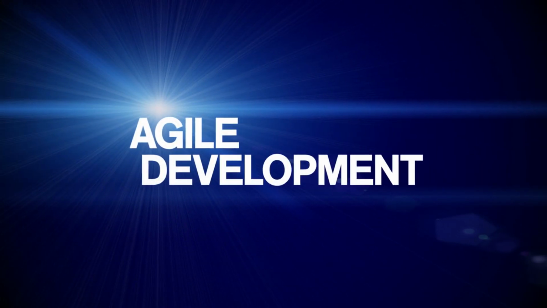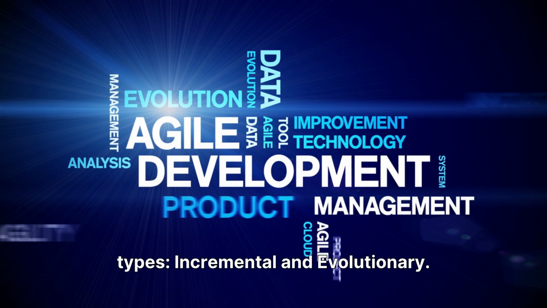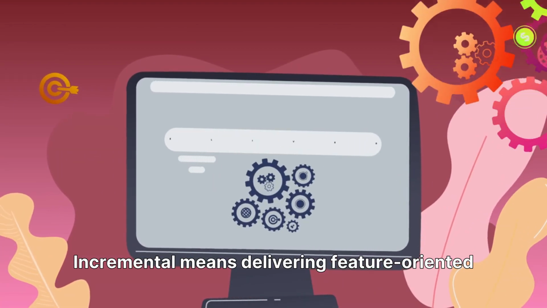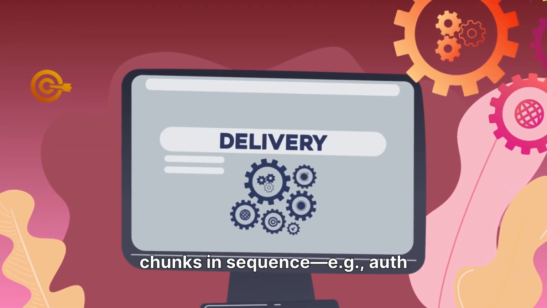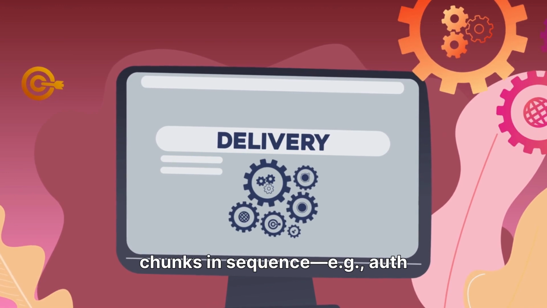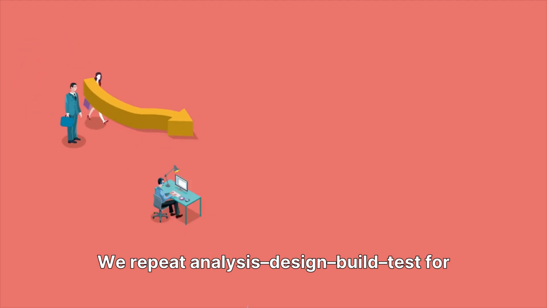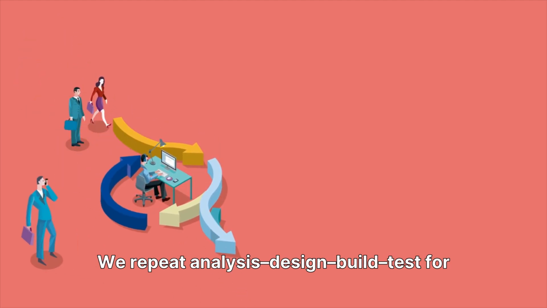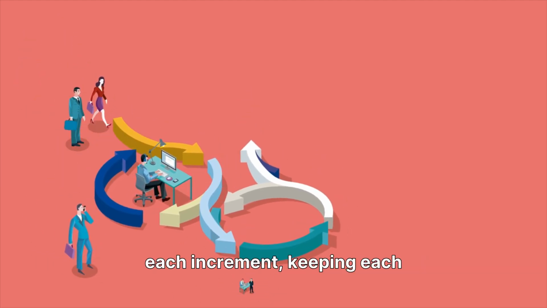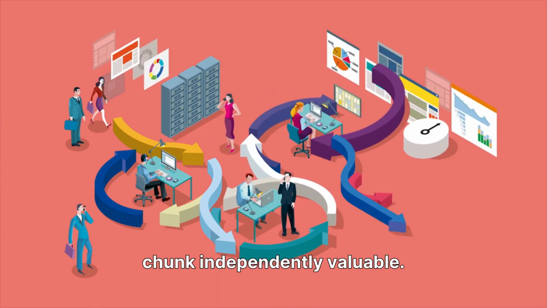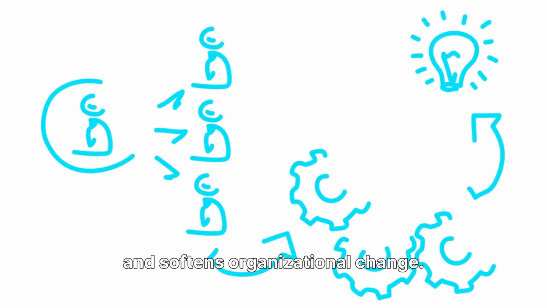There are two major types, incremental and evolutionary. Incremental means delivering feature-oriented chunks in sequence, e.g., auth and browse first, then checkout, then settlement. We repeat analysis, design, build, test for each increment, keeping each chunk independently valuable. This enables parallel work and softens organizational change.